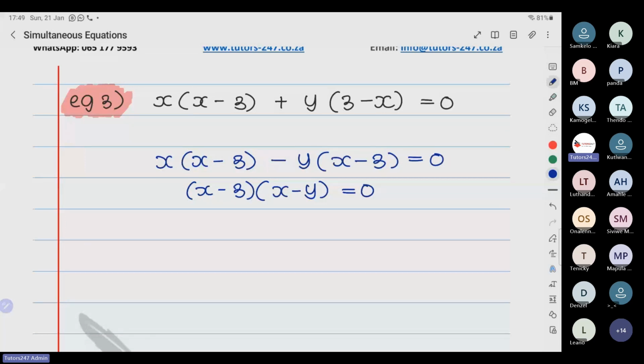So that method was a bit of a longer one. It's kind of like taking one step back, then one step forward. You didn't really need to do that step. But if we did that, we get x squared - 3x + 3y - xy = 0. From here, you would then need to take out a common factor again. So basically, we're going back to the original question. Oh, okay, I see that now.